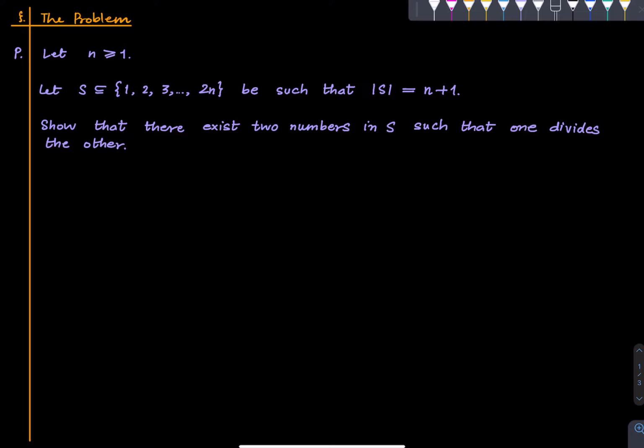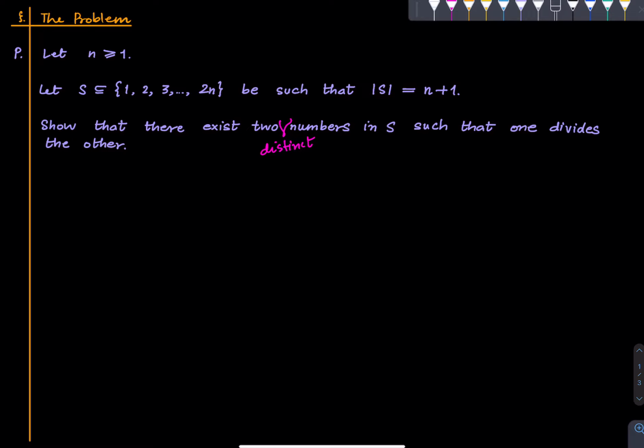that there exist two distinct numbers in S such that one of them divides the other. So it's very interesting. Just by this constraint, one can show that there exist two distinct numbers in S such that one divides the other.